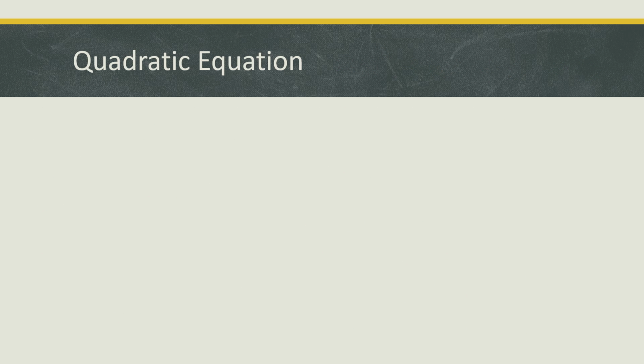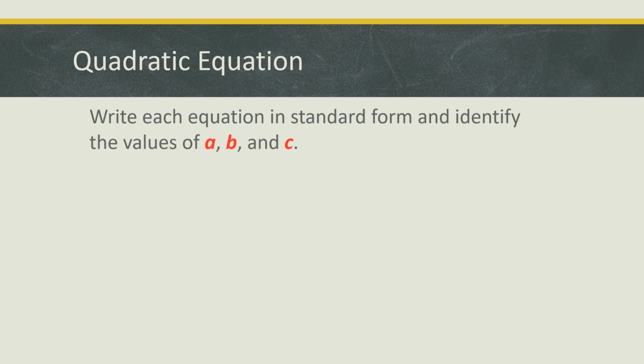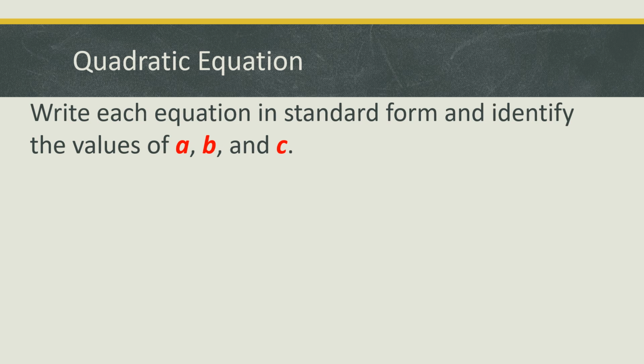Another important thing that we need to understand or we need to know in studying quadratic equation is to identify the values of the given a, b, and c from the standard form of ax squared plus bx plus c is equal to 0. So we need to identify the a value, the b value, and the c value. Let us have some example.